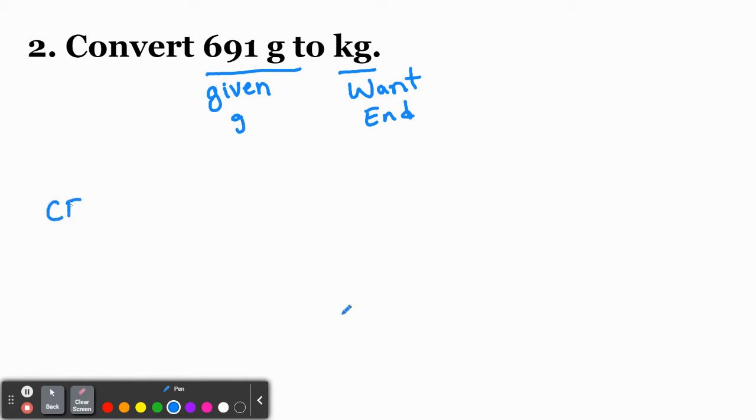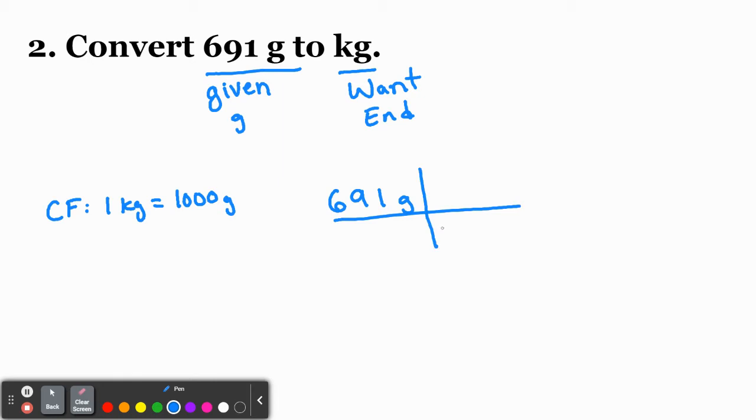I'm going to look up my conversion factor on my sheet, and I'm going to see that 1 kilogram is equal to 1,000 grams. And now because I know that, I can start with my conversion. I start with what was given, 691 grams, and I can put my conversion factor in. Because I want to end with kilograms, I want to put kilograms in the top. And because I want to cancel out grams, I'm going to put grams in the bottom.